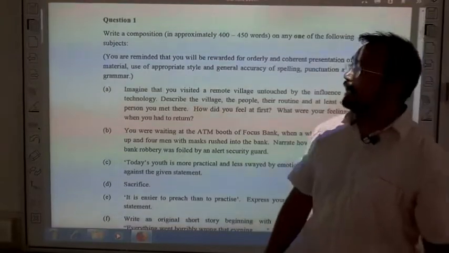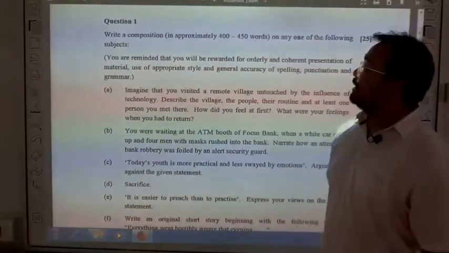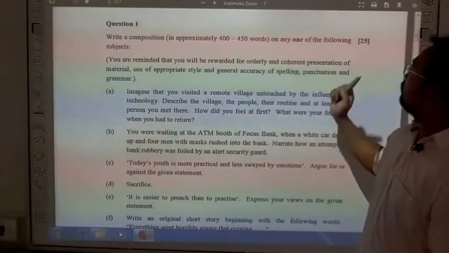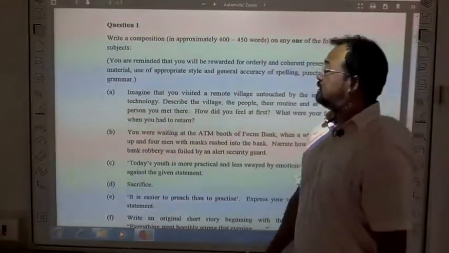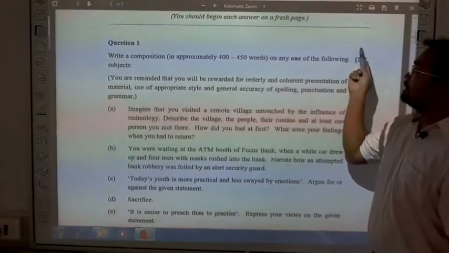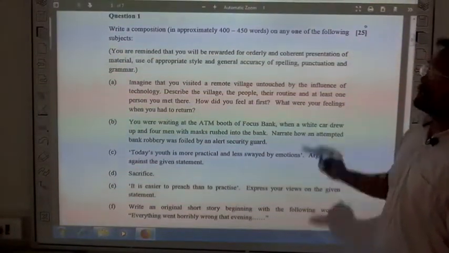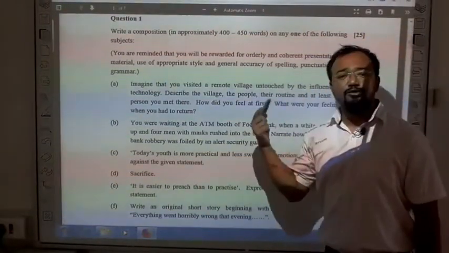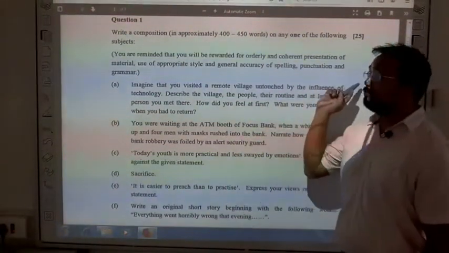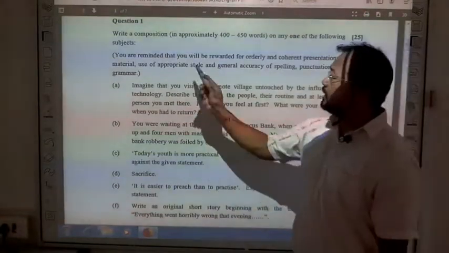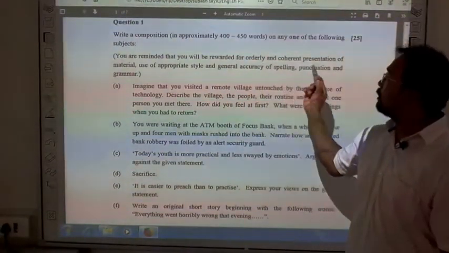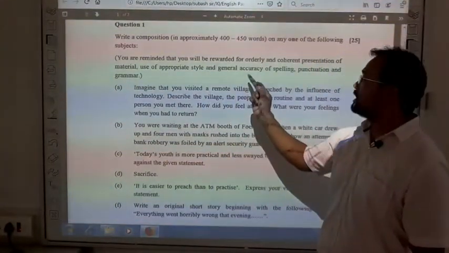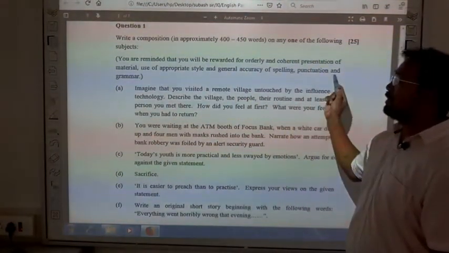So your question 1 comes like this: write a composition in approximately 400 to 450 words on any one of the following subjects. Here you see 25 marks, but this has now decreased to 20 marks in order to assign the rest to the internal assessment. You are reminded that you will be rewarded for orderly and coherent presentation of material, use of appropriate style and general accuracy of spelling, punctuation and grammar.